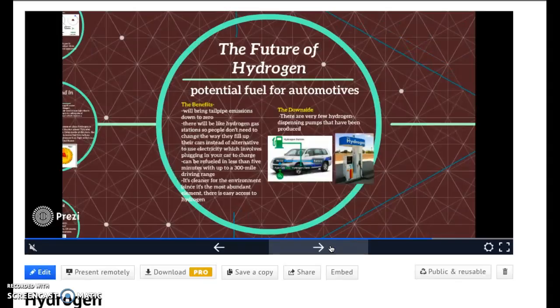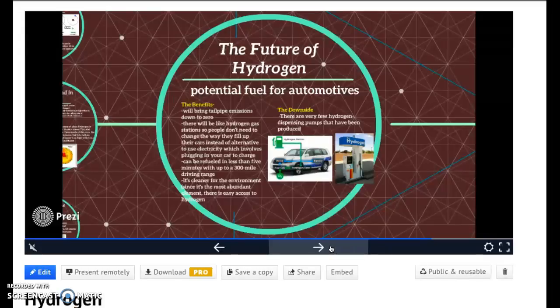The future of hydrogen. Now, this idea has been around for quite some time, but it is a potential fuel for automotives. The benefits it has, it will bring tailpipe emissions down to about zero, and all tailpipe emissions is the smog that comes out of your car when it's running, and that's bad for the environment.